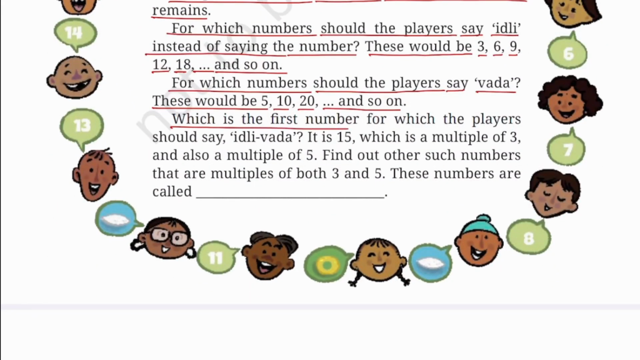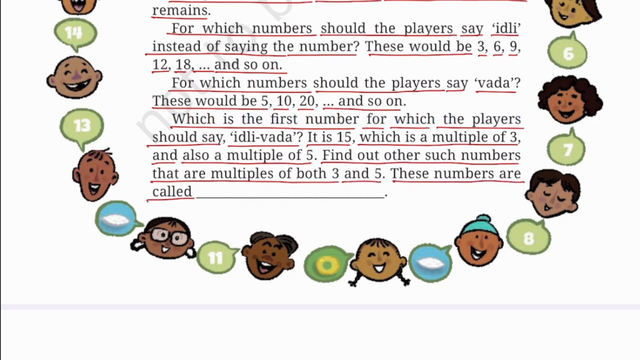Which is the first number for which the players should say idli vada? It is 15, which is a multiple of 3 and also a multiple of 5. Find out other such numbers that are multiples of both 3 and 5. These numbers are called common multiples.